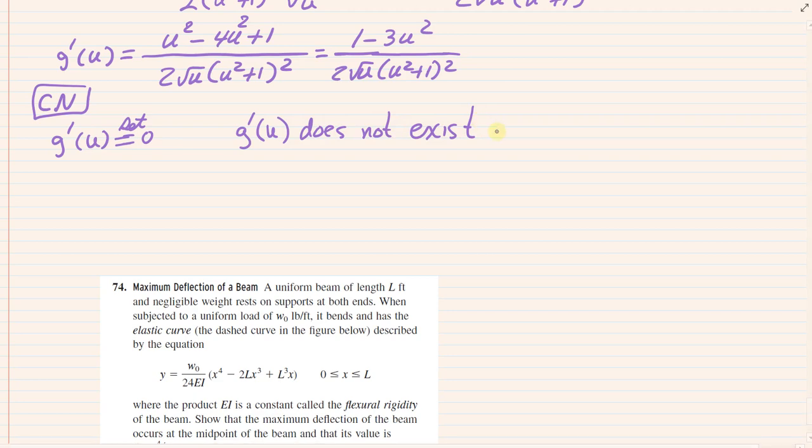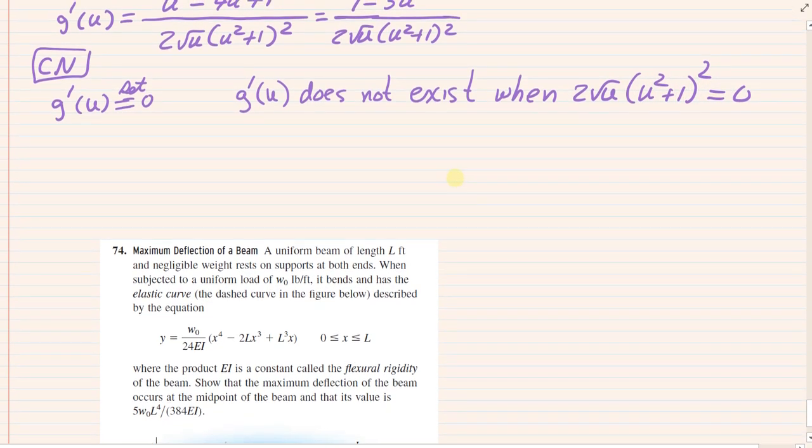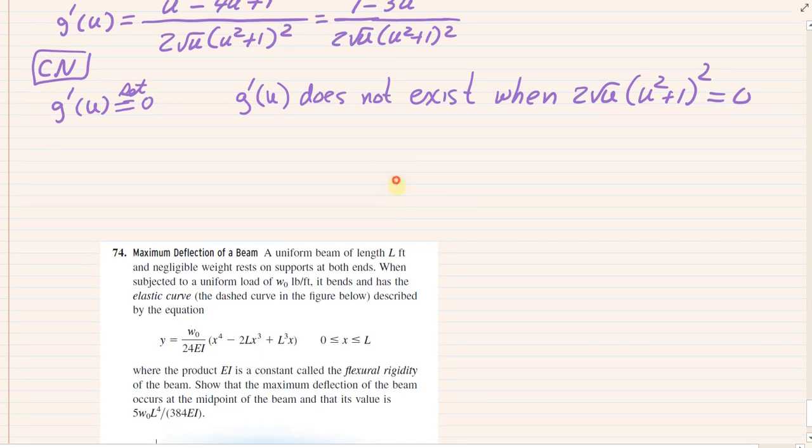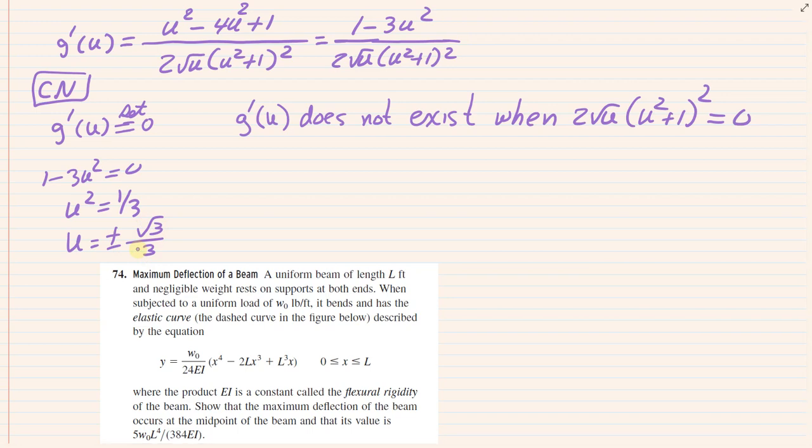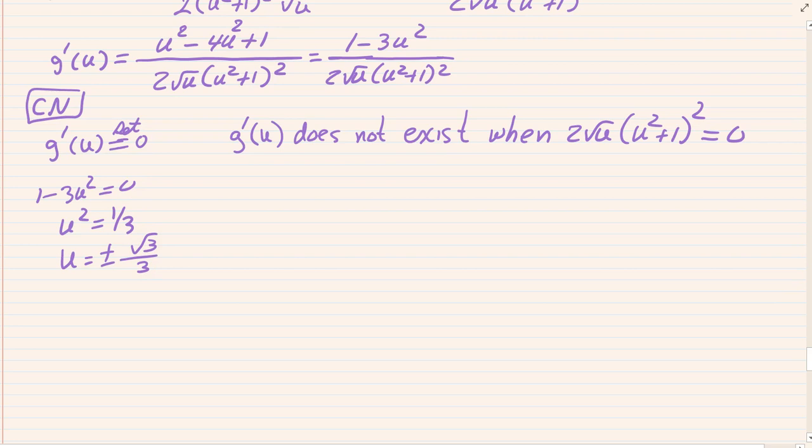G prime does not exist when the denominator is 0, right? Division by 0 for g prime. Now, in the numerator, if I set 1 minus 3u squared equal to 0, I get u squared is 1/3, so u is going to be plus or minus root 3 over 3. It's 1 over root 3, but you can rationalize it. All right, so we found two critical numbers so far.